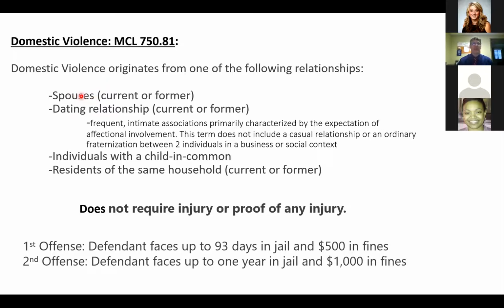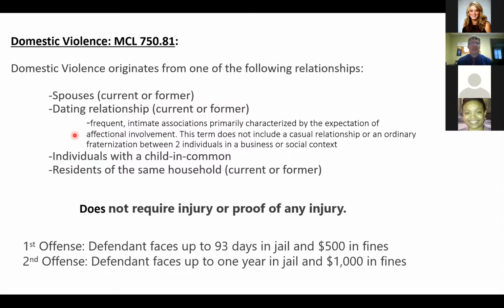They say a spouse, either current spouse or former spouse, someone who is dating, either currently dating or formerly dating, and they go on to say what dating does and doesn't mean. Someone who has a child in common, because that doesn't necessarily mean they're your spouse or even someone you've dated before, but if you have a child in common, that's a domestic relationship. Or residents of the same household, whether you currently live in the same household or used to live in the same household. So if you meet any of these conditions, you're now in a domestic relationship, and if violence occurs, it's considered domestic violence.